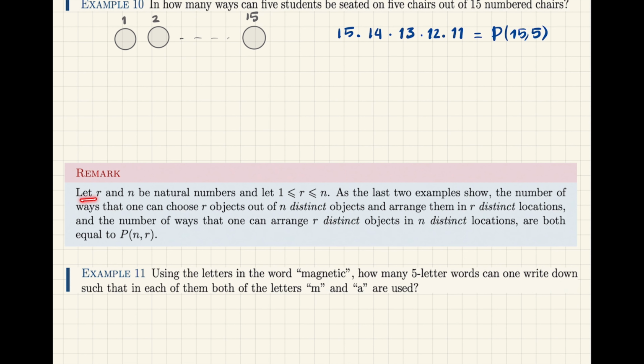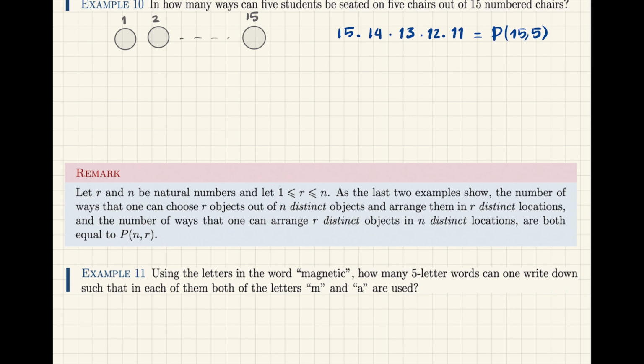So let r and n be natural numbers where r lies somewhere between 1 and n. As the last two examples show, the number of ways that one can choose r objects out of n distinct objects and arrange them in r distinct locations, this is one scenario, and the number of ways that one can arrange r distinct objects in n distinct locations, are both equal to P(n, r).